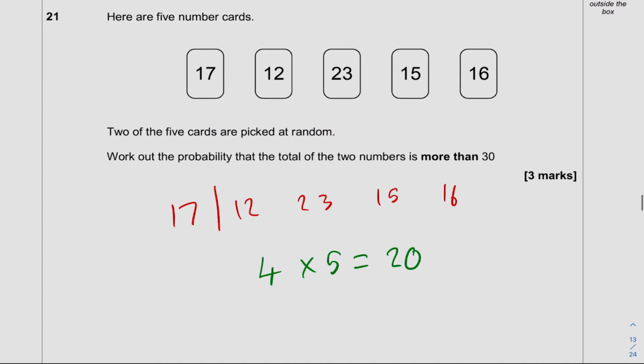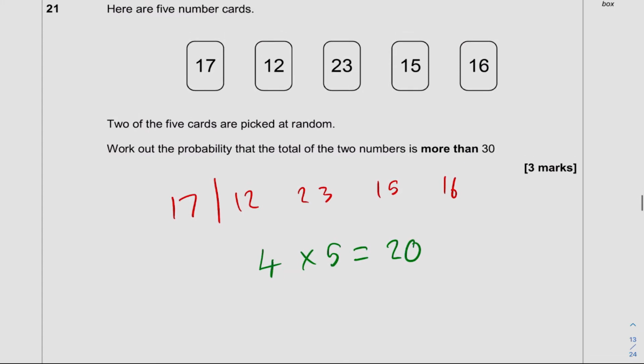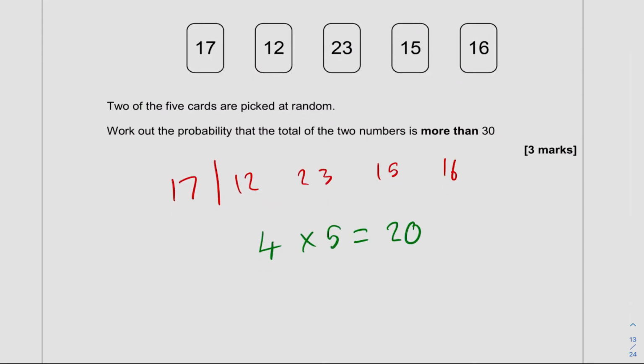The next thing to do is to work out how many of these 20 options give a value more than 30. Now, just from looking at these values, I can see that a lot of them will. So 17 plus 23, 17 plus 15, 17 plus 16, and so on. So what might be easier is to work out which combinations do not give more than 30, because it seems like there's far fewer of them. So let's have a look. Which ones give less than 30. So we could have 12, and then 12 combined with, let's see, 15, 12 combined with 16, and 12 combined with 17.